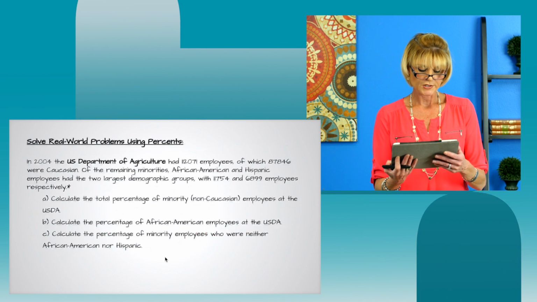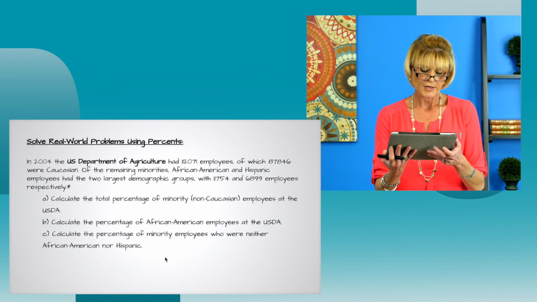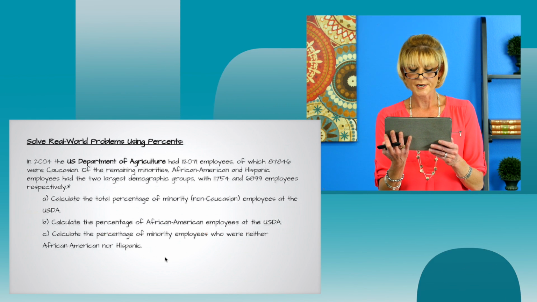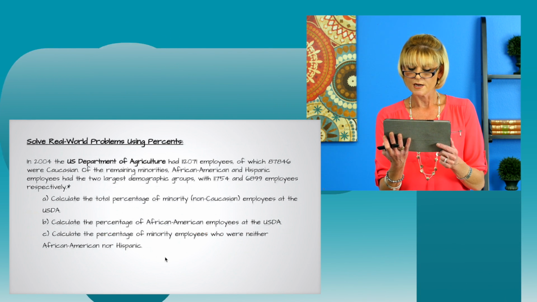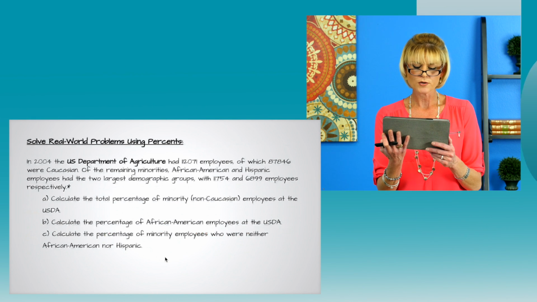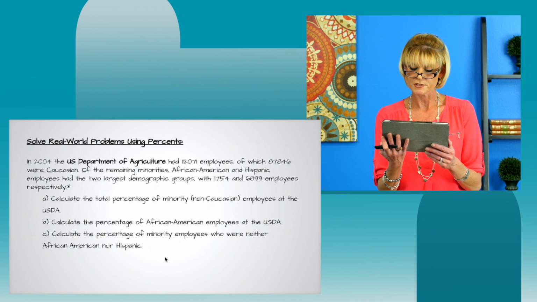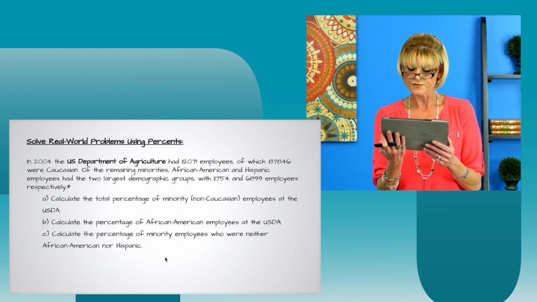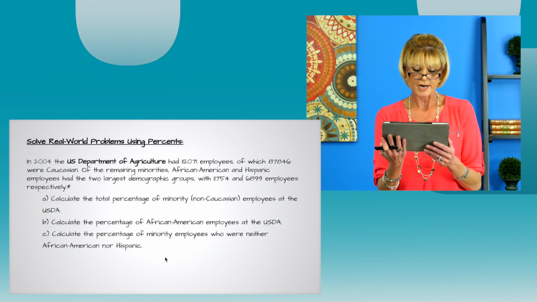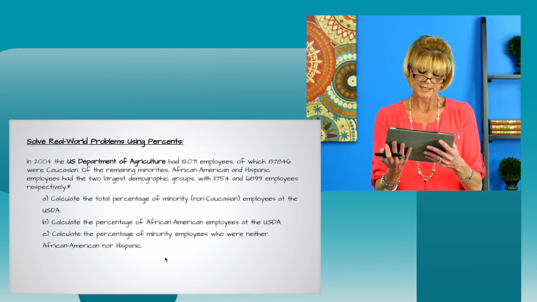All right, last problems. Let's solve real-world problems using percents. I'll just read straight from the problem. In 2004, the U.S. Department of Agriculture had 112,071 employees, of which 87,846 were Caucasian. Of the remaining minorities, African American and Hispanic employees had the two largest demographic groups, with 11,754 and 6,899 employees respectively.